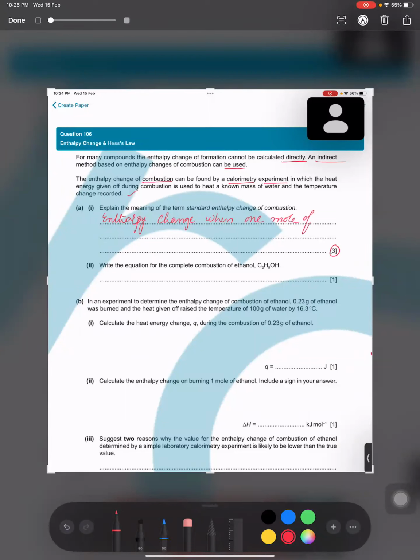of a substance is combusted, right? When 1 mole of a substance burns, ये combust, आप लिख सकते हैं burns in excess oxygen, right? Enthalpy change when 1 mole of a substance burns in excess oxygen completely under standard conditions.